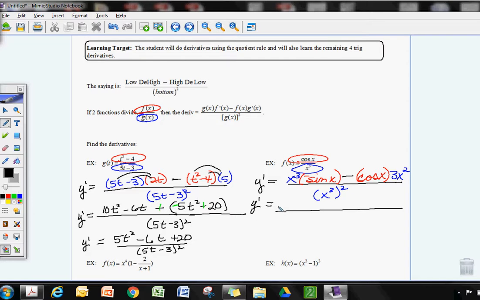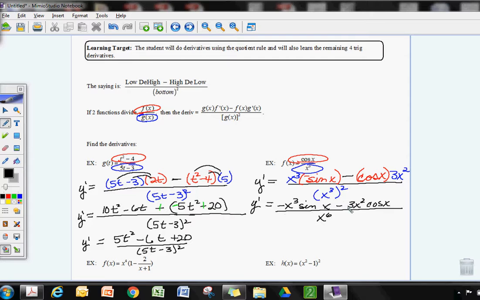There's not a lot to simplify. Negative x cubed sine x. And then it's subtract a 3x squared cosine x all over x to the 6th. A 3 and a 2, we could work that out.